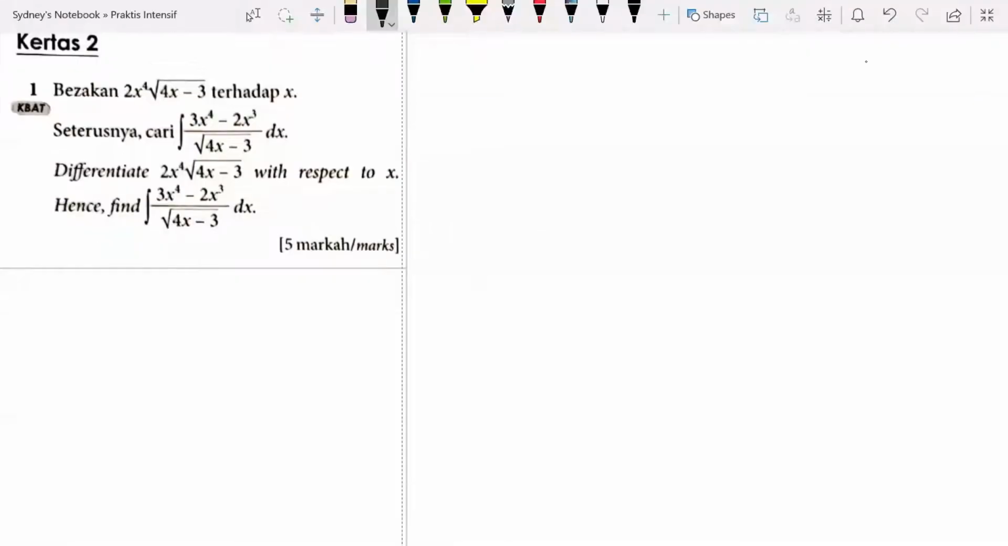Hi everyone, this is Practice Sumatif, paper 2, question number 1. We have to differentiate this expression with respect to x and then find the integral of this. All right, so let's differentiate first.